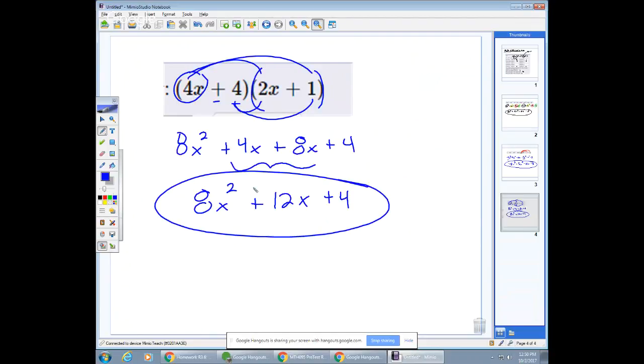If you're ever unsure that you did it right, the only way to check a problem like this is by evaluating. Pick a number for x, plug it in here, like maybe x equals 2. Pick the same number for x, plug it in here, and see if you get the same answer. Calculator can help to check that. Otherwise, you can just try to redo it without looking.